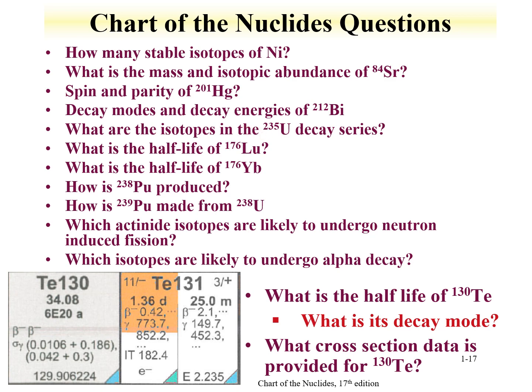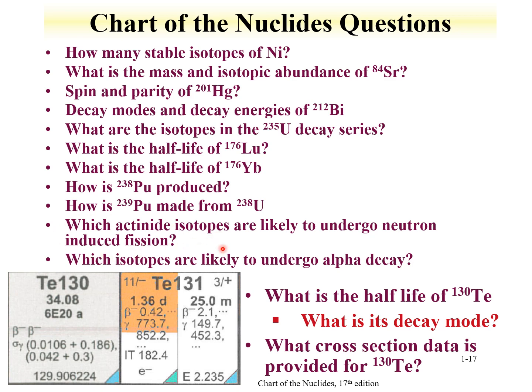The front part of the chart of the nuclides has information on the decay series. What are the half-lives of given isotopes? Lutetium-176, ytterbium-176. How is plutonium-238 produced? How do you make plutonium-239 from uranium-238? We've actually discussed these in the previous lecture, but you should be able to look at the chart of the nuclides and figure that out.